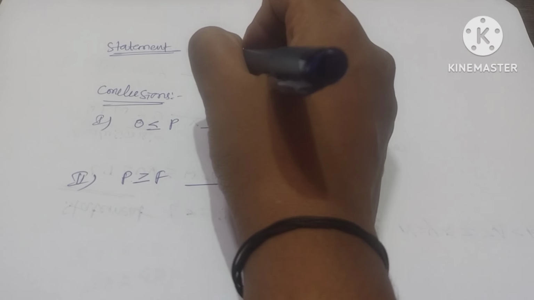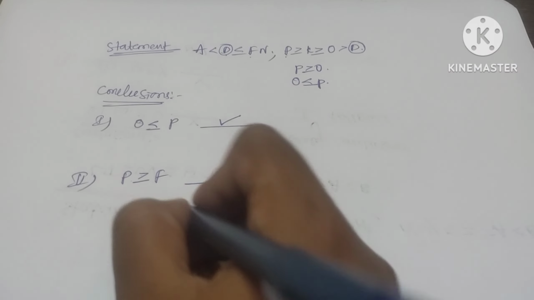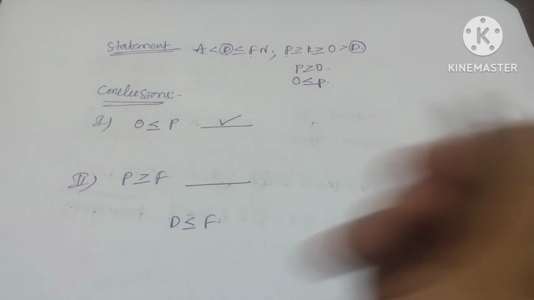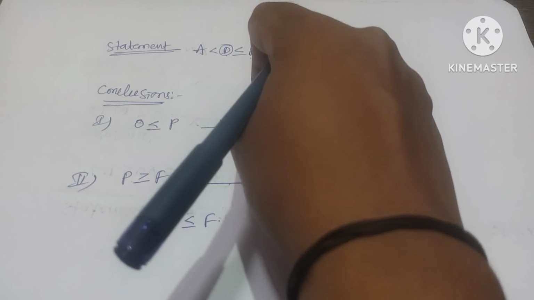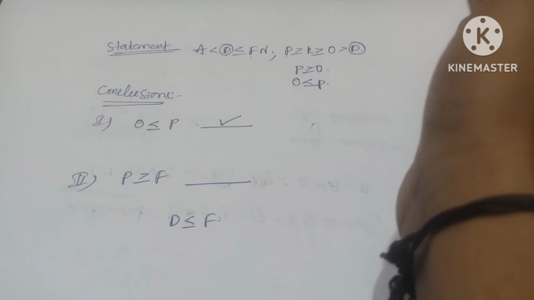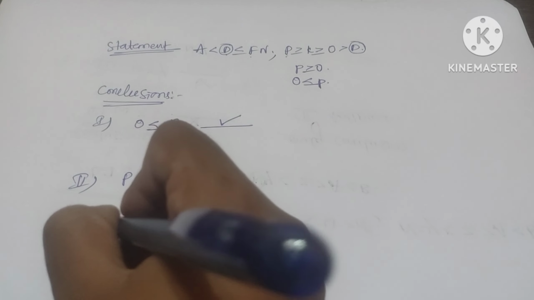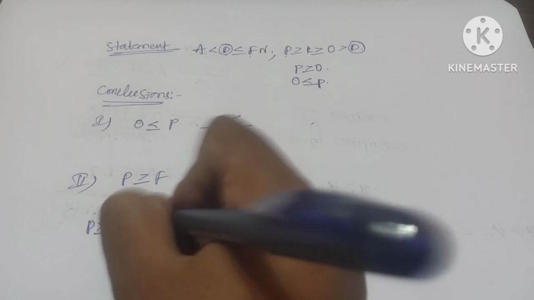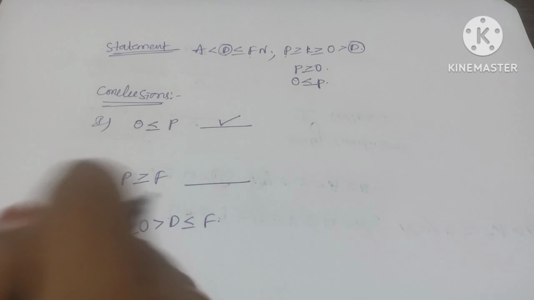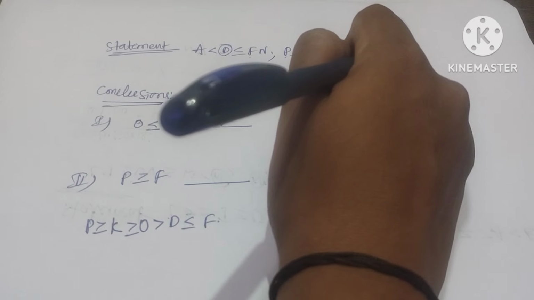Here D is less than or equals to F, right? Here D is less than or equals to F in the first statement. Got it? And for P and D, what is the relation we have to conclude here? Here P is greater than or equals to K, K is greater than or equals to O, and O is greater than D. This is the relationship of P and D in the second statement, right?